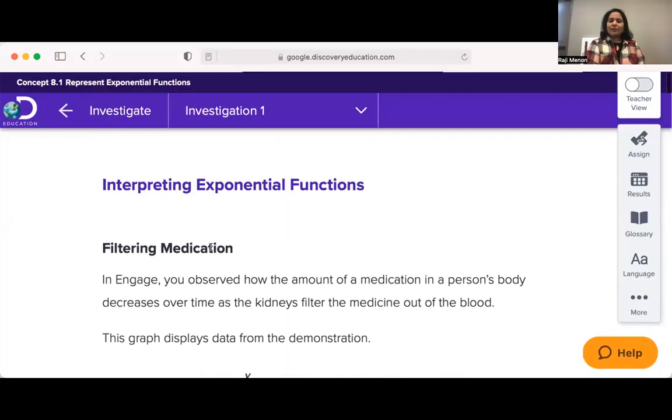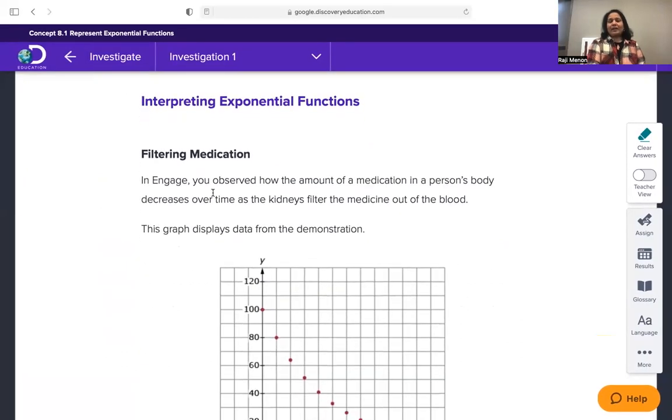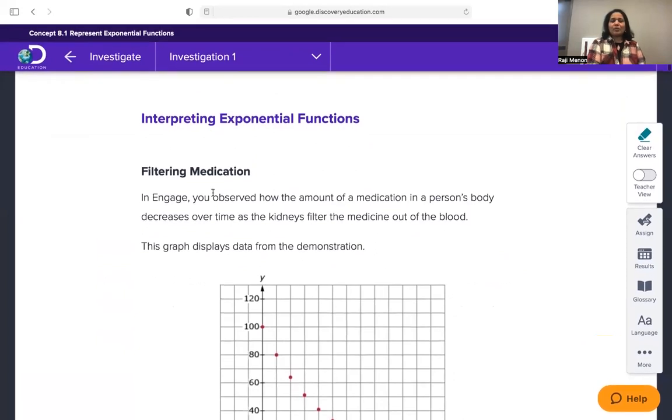Again, if you're a Math 1 student, especially Lammersville Unified, ninth grade or even 8th grade, you'll be seeing this lesson as part of your discovery. You can see in the top here, concept 8.1, represent exponential function. This investigation one is based on something we already learned in the engage, but don't worry about that. I'll give you a little bit of background information here.